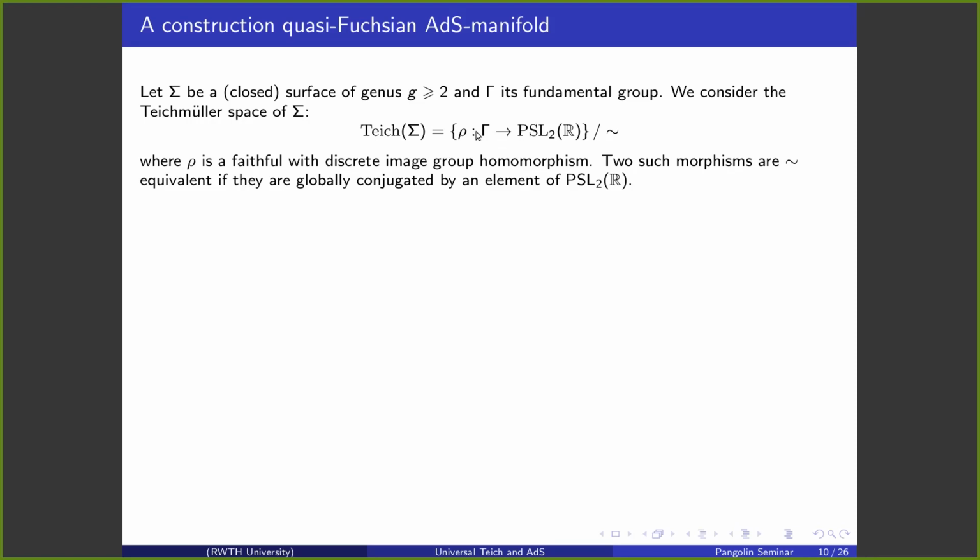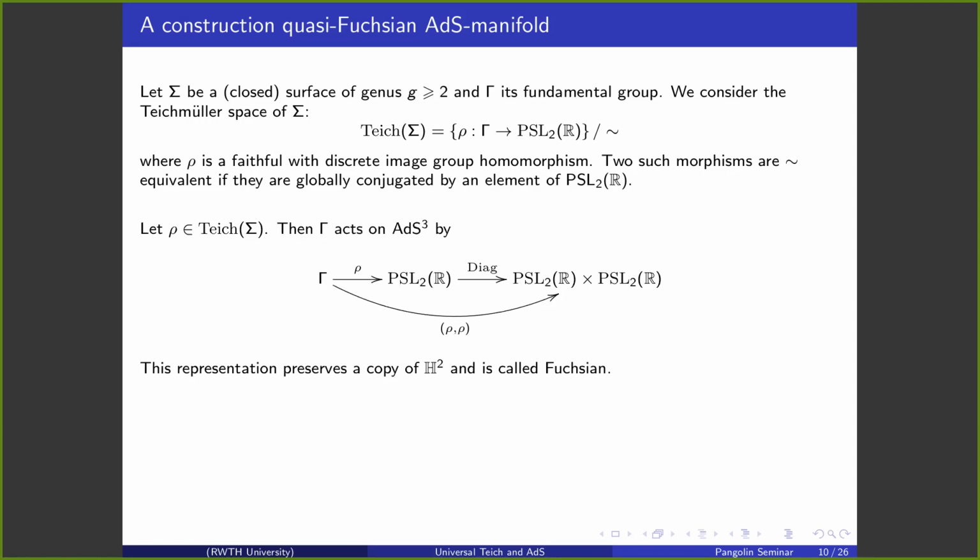And we say that 2 hyperbolic structures are the same if they are isometric. And at the level of morphisms, it's the same as saying that the morphisms are globally conjugated by a single element of PSL2. So really, Teichmuller space is more like the quotient of this morphism space by this identification. Right, so that's at the level of surfaces, and now I want to embed this Teichmuller space into a space of representations in ADS3, or in the isometry group of ADS3.